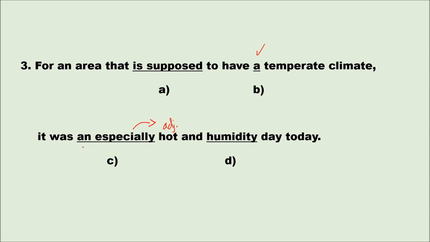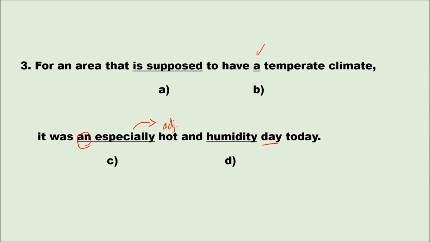So especially is correct. It's an adverb that modifies the adjective. Next we look at an. We have an before a vowel sound. An signifies that it must be a singular countable noun. So we must look forward and see, can we find a singular countable noun? Yes, we can. The word day.